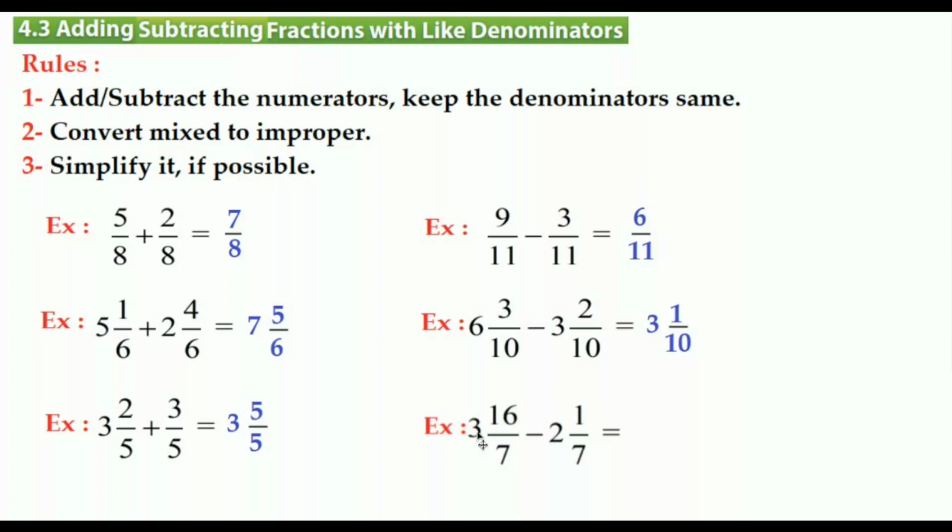We have whole 3, we have whole 2. Everybody, the denominators are the same. Because of that, we can subtract the wholes and we can subtract the numerators. 3 minus 2 is equal to 1. 16 minus 1 is equal to 15 and 7. 1 and 15 over 7.